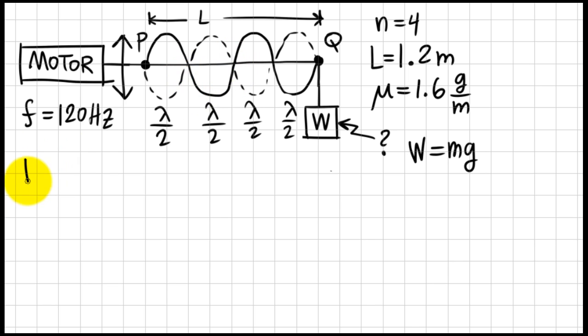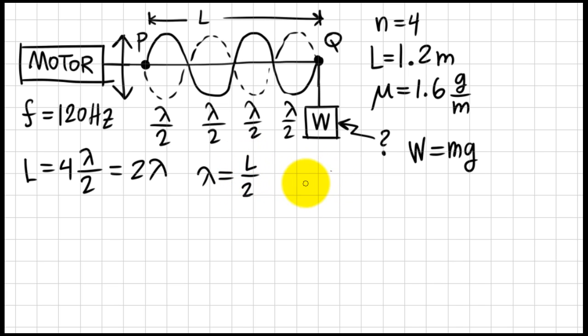So inside the length of the string between these 2 points, we have 4 loops, which is equal to 4 times lambda divided by 2. So this is the same as saying that L is equal to 2 times the wavelength, or that the wavelength in this harmonic is equal to L divided by 2.